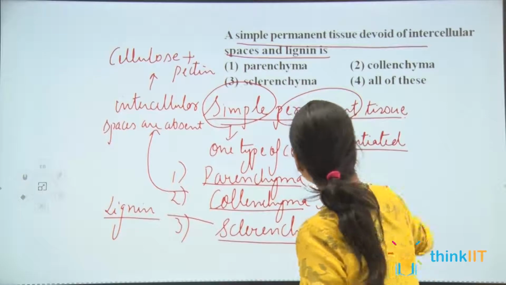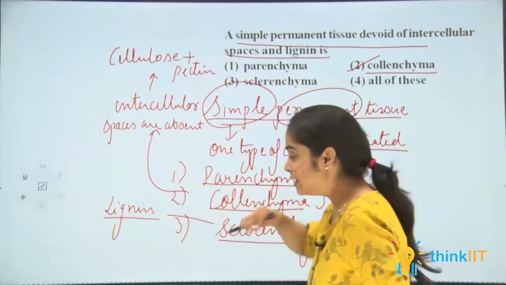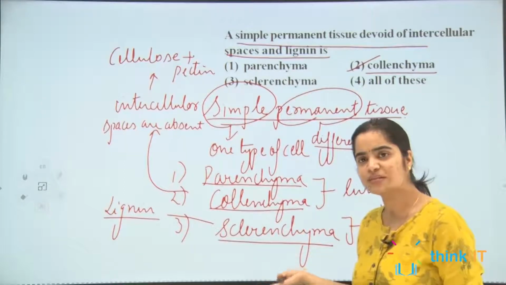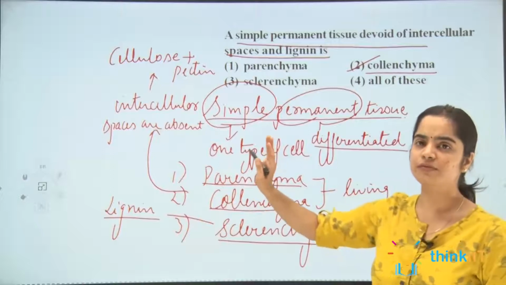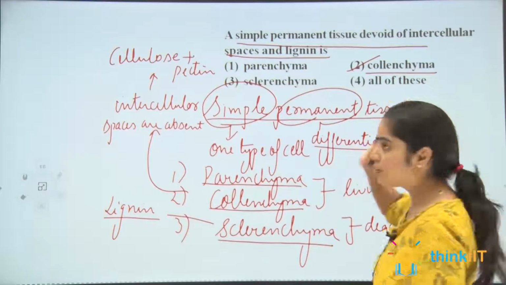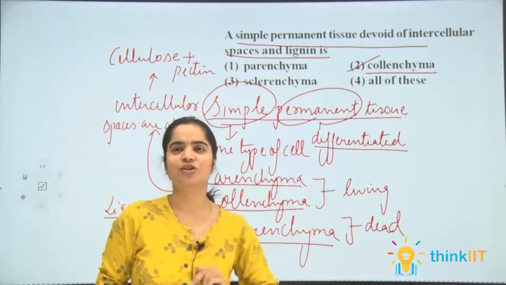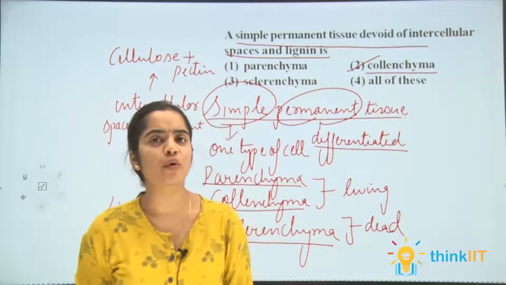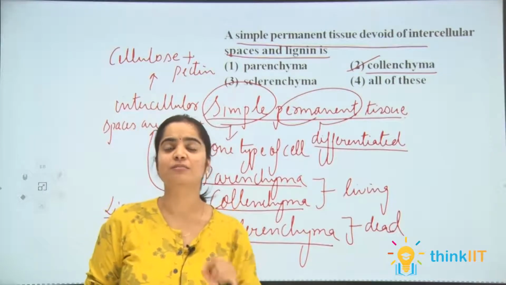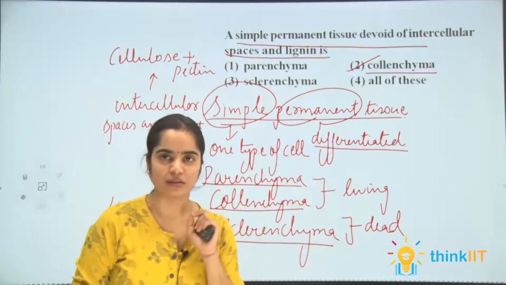So here the correct answer will be collenchyma. That is, collenchyma will not be having spaces. Sclerenchyma will also not have these spaces, but lignin is found in the case of sclerenchyma, not in the case of collenchyma. So the answer of the question is option number 2, collenchyma, the tissue type of simple permanent tissue found in the flexible parts of the herbaceous plants where it provides mechanical strength.